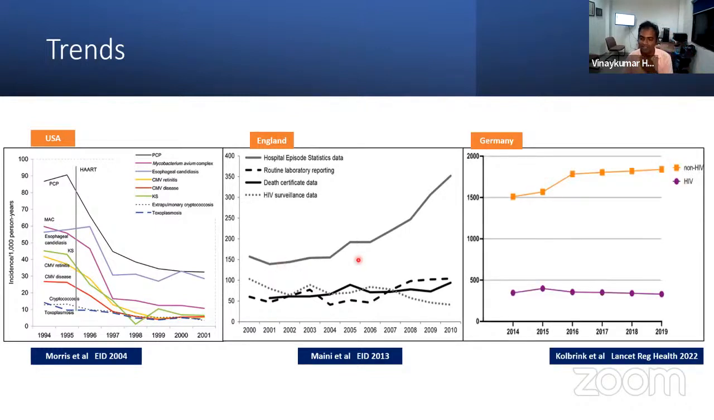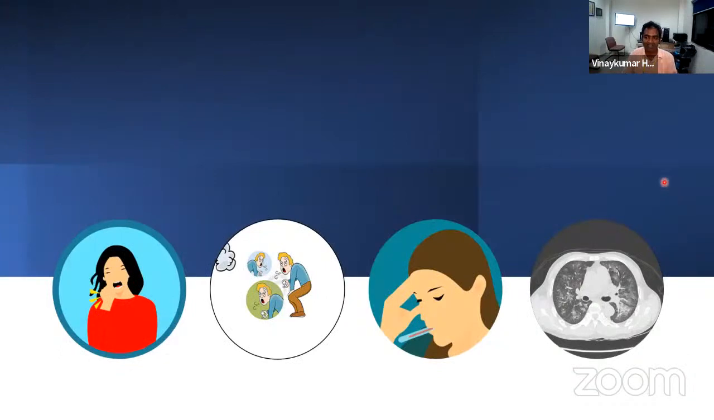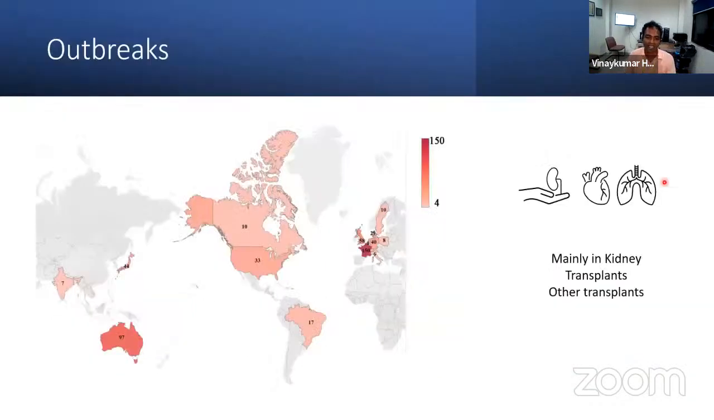Okay, so this is the trend of pneumocystis pneumonia in HIV patients, while this is the trend in non-HIV patients, which brings us to the fact that there are two distinct populations of patients who can develop pneumocystis, that is patients with HIV and patients without HIV. So, having said that, this can basically cause infection in patients with low immunity.